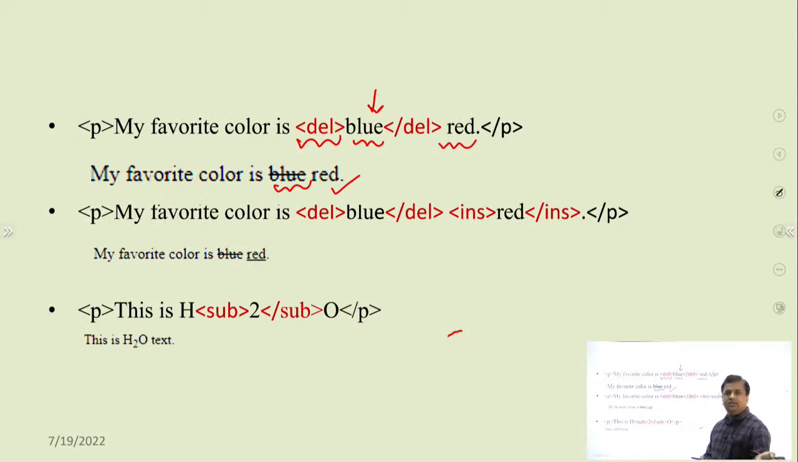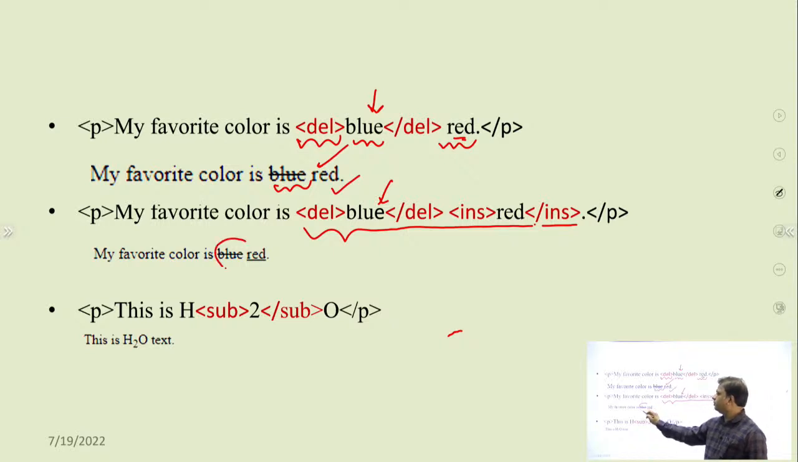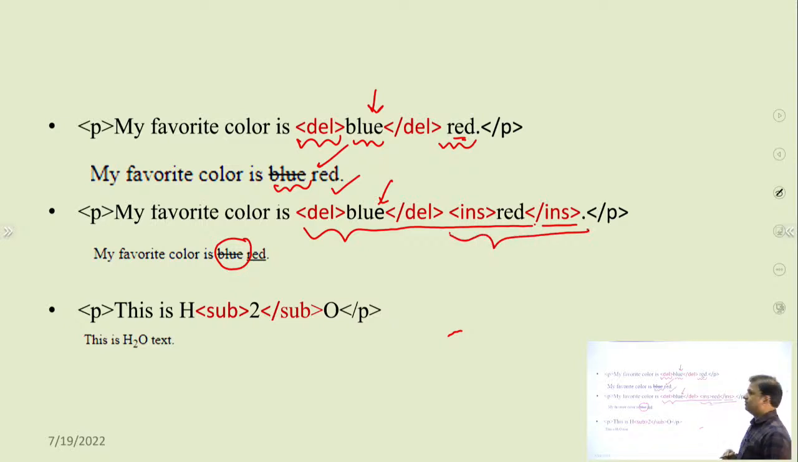I want to show that it was the earlier, but I want to make a new change. So I can delete this word and write a new word which I want to write, right? Next, the same thing can be done in this way: my favorite color is blue. First what I did, I delete the blue, right? Then after that I use the insert for the red. So my favorite color is blue, this is deleted and red is inserted here, right?